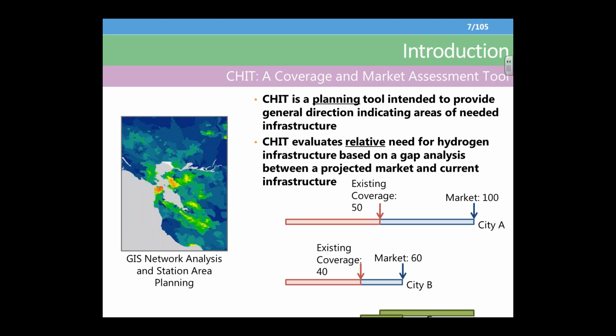and the existing coverage. So on the bottom here, we have a quick example of a couple of cities, City A and City B. City B, even though it has smaller coverage provided by existing stations, its market is also smaller. So when we compare the coverage and the market between City A and City B and look at that gap, we can see that even though City A has a higher coverage already, its market is so large that it still is the highest priority.